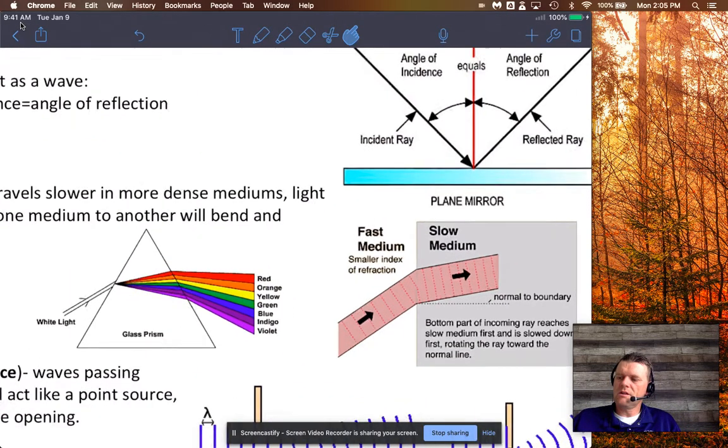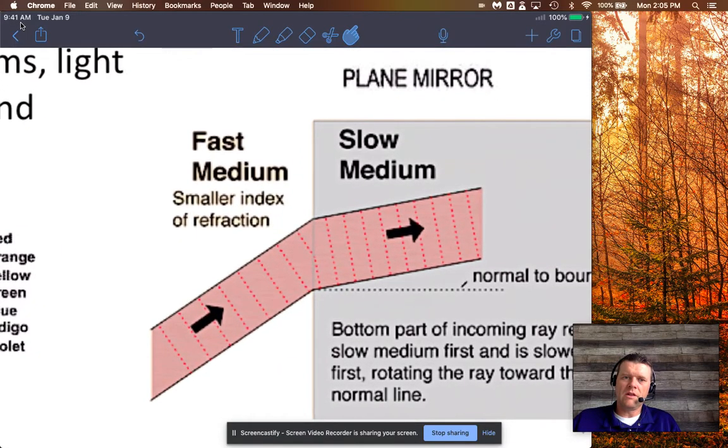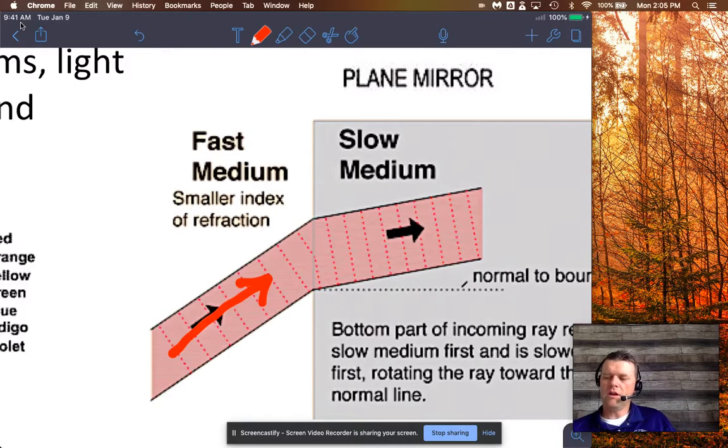Now, this one shows it a little bit better. I'll try and zoom in on this. If light was coming in right here in this direction, going like this, these dotted red lines show the wave fronts. Now, when the light waves hit the dense medium, like say this is glass or something, you're going from air to glass, we could say, if you need a reference.